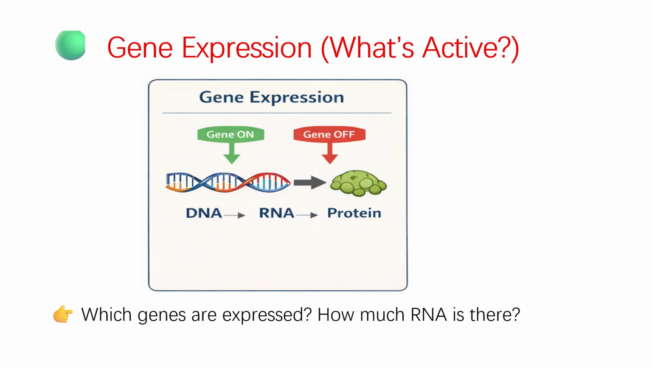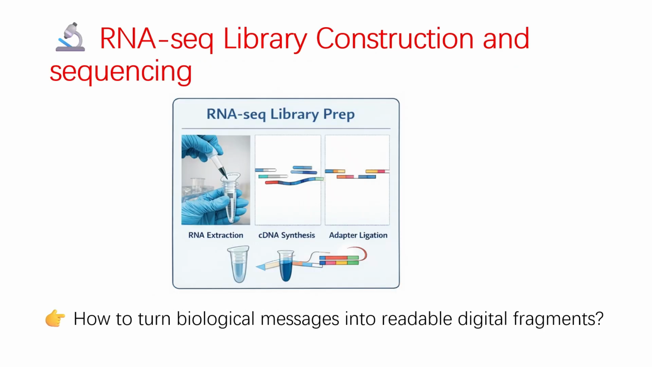So, if we want to understand phenotype, we need to measure RNA to see which genes are expressed and how much RNA is there. But RNA is fragile and invisible. We use RNA sequencing to capture the full picture of gene expression. So we prepare it for sequencing through several steps.